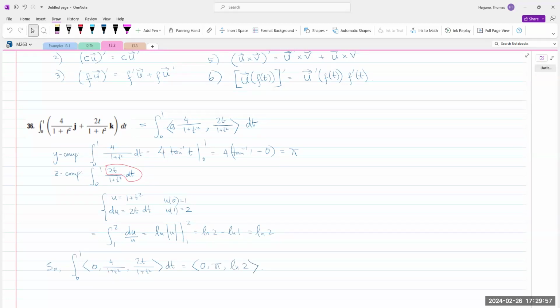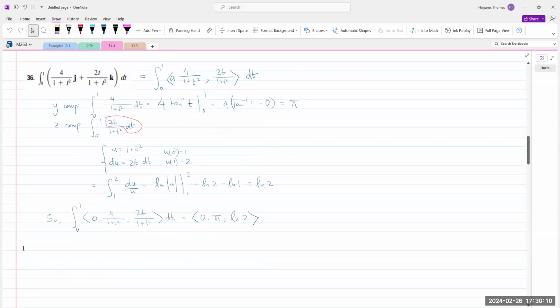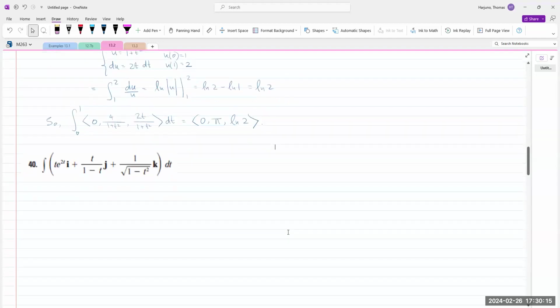Let's see one more. Let me do number 40 here. My purpose is not just to show you how to integrate a vector function, but mainly to review your integration. This is the integral of t e to the 2t, t over 1 minus t, 1 over square root of 1 minus t squared dt, and this is an indefinite integral.